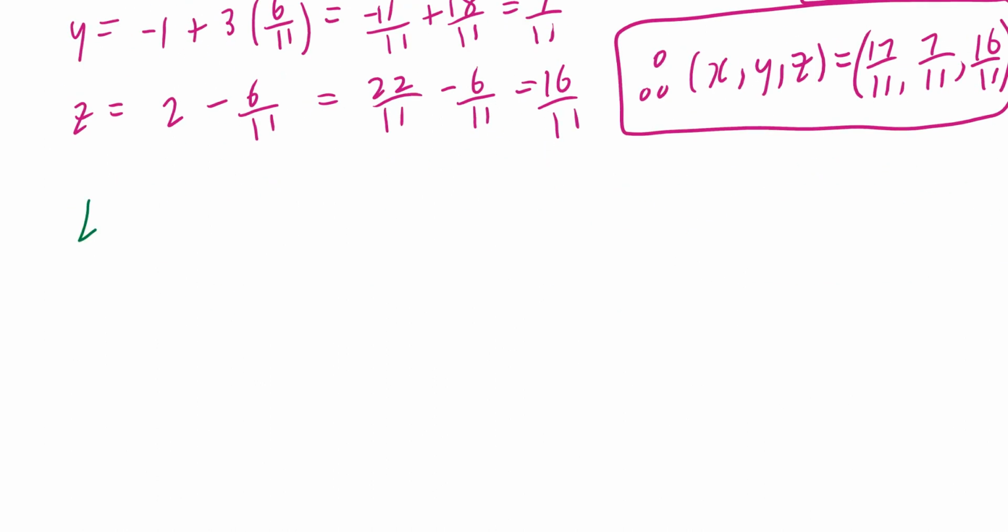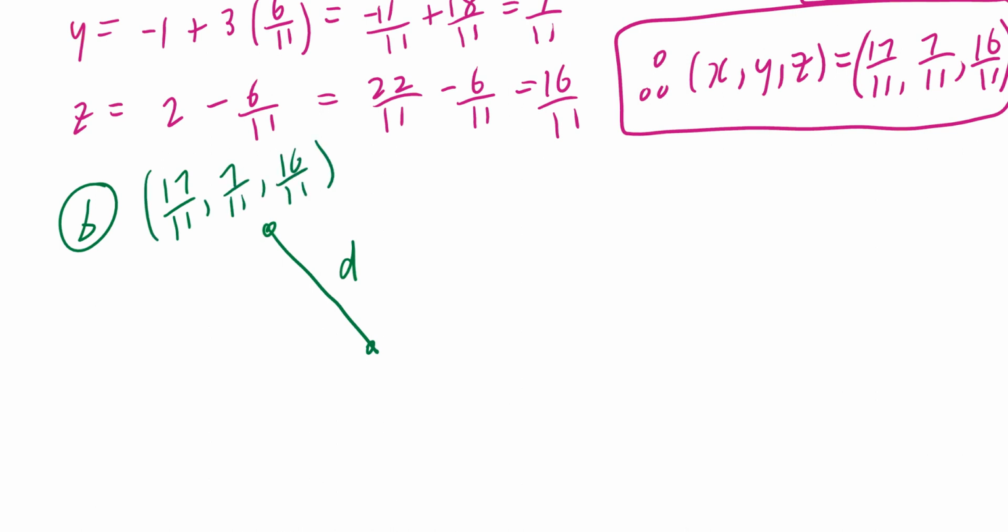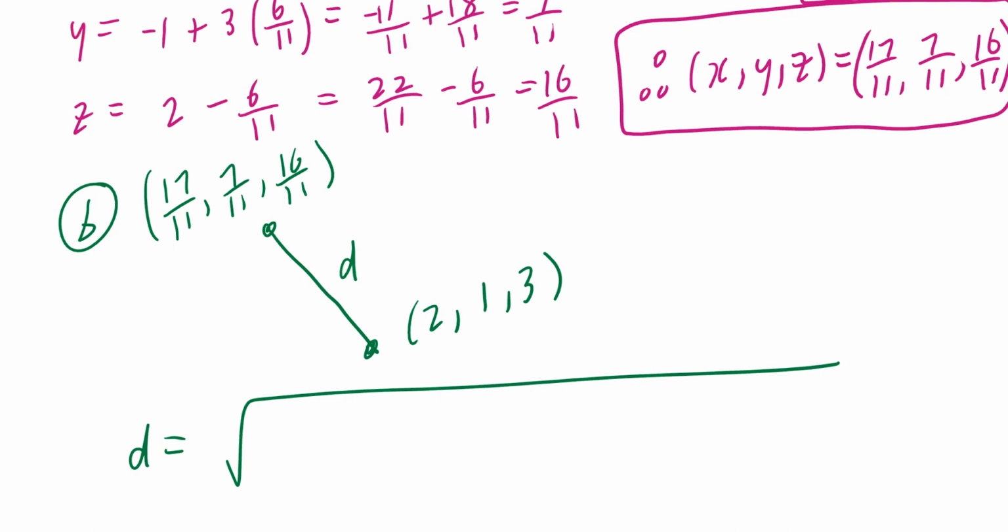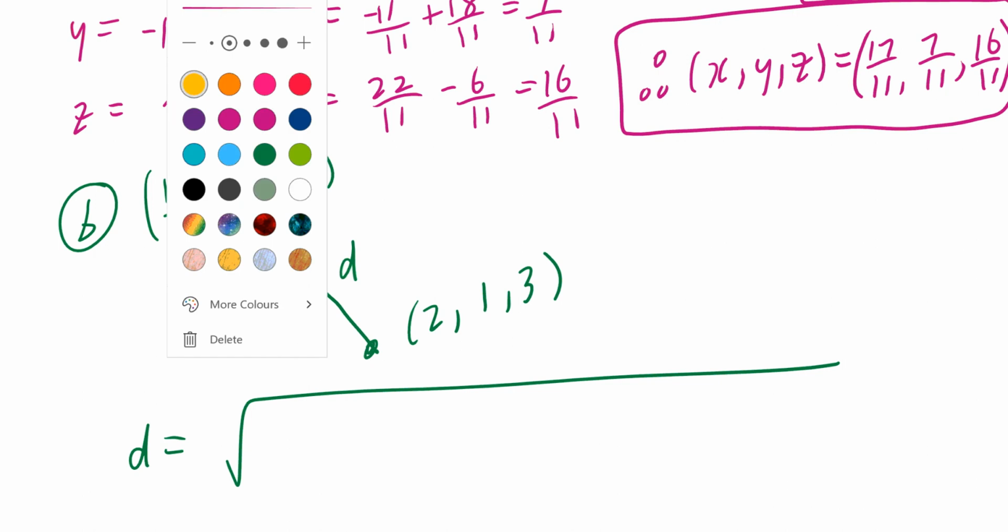Now, if you want to find a distance, basically you have 2 points now, and you want to find a distance D. We found x, y, z to be 17 over 11, 7 over 11, 16 over 11. The other point was given to be 2, 1, and 3. So when we go back to grade 10 academic math, we learned how to find a distance between 2 points in 2-dimensional space, and we're extending this idea to 3-dimensional space. So in general, just in case you forgot, I'm going to draw another diagram on the side to remind you.